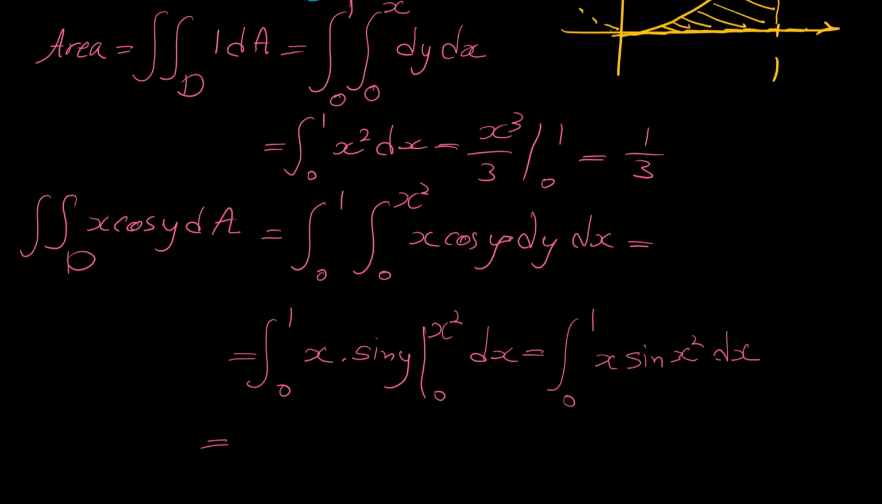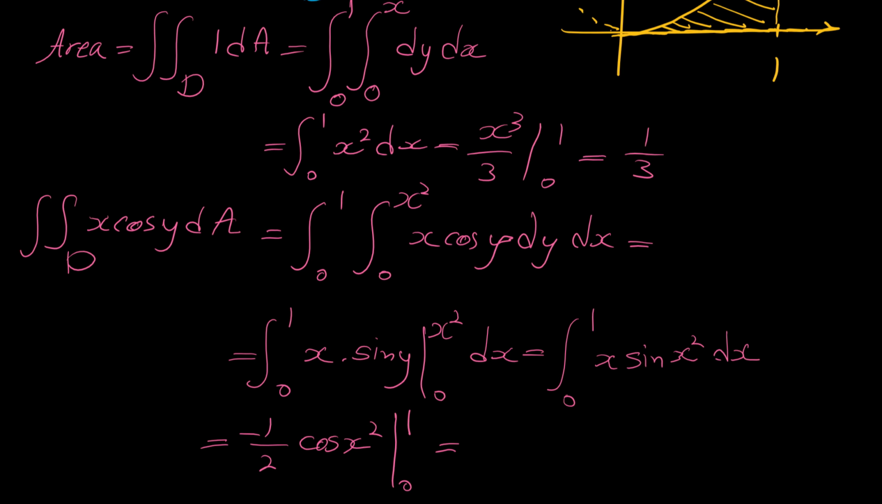Now for finding this integral of x sine of x to the 2 dx, we want to integrate this with respect to x. If we use a simple u substitution, we can find this integral. With a u substitution, this integral equals negative 1/2 cosine of x to the 2 from 0 to 1. Integral of sine is negative cosine. I will show you after I finish my calculation why the integral of x sine of x to the 2 dx is negative 1/2 cosine x to the 2. But for now, suppose this is the answer.